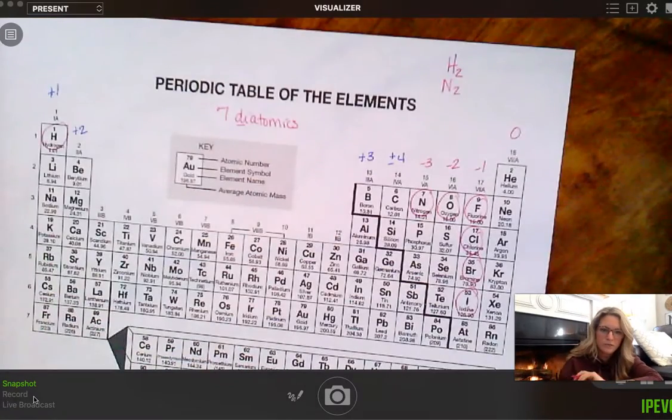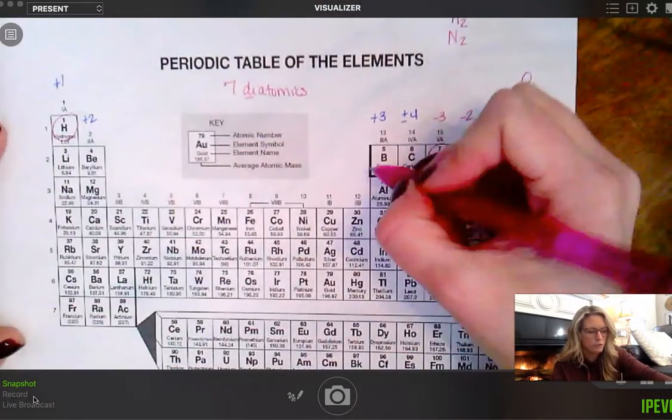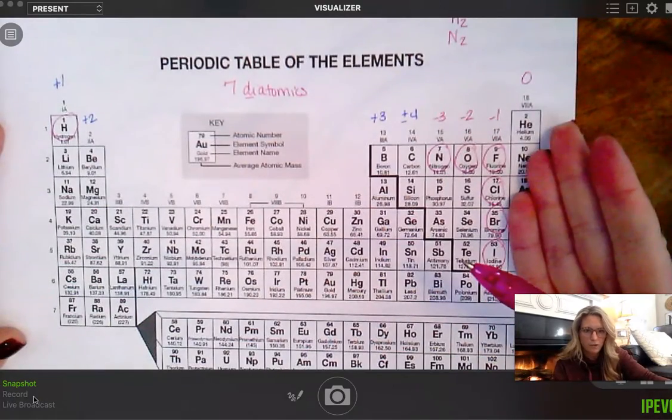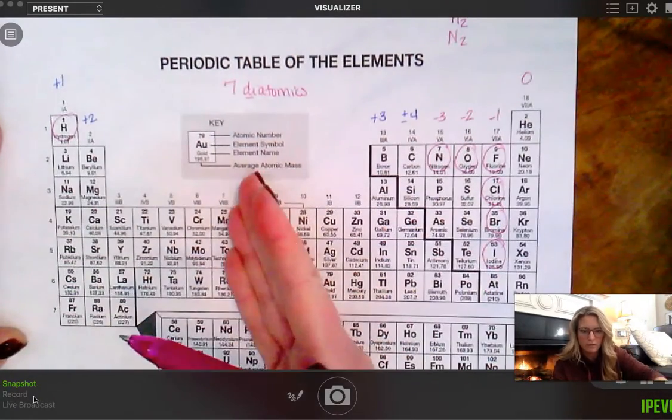Okay? Make sure that those things are labeled on your periodic table. Make sure you know that everything to the right over here is your nonmetals and everything to the left over here are your metals.